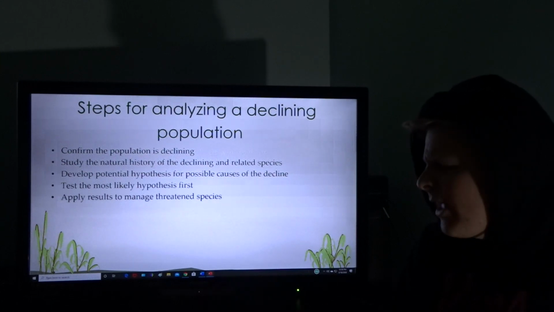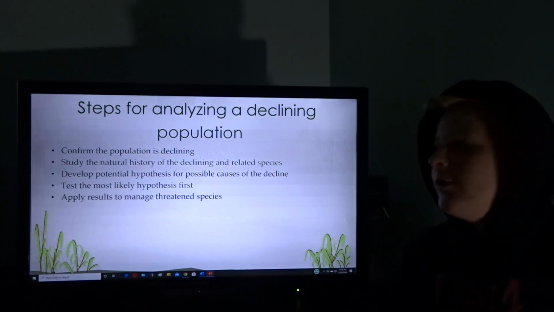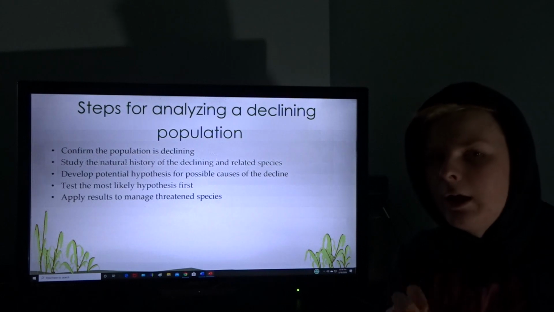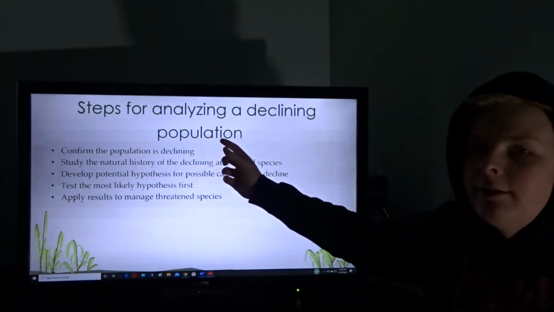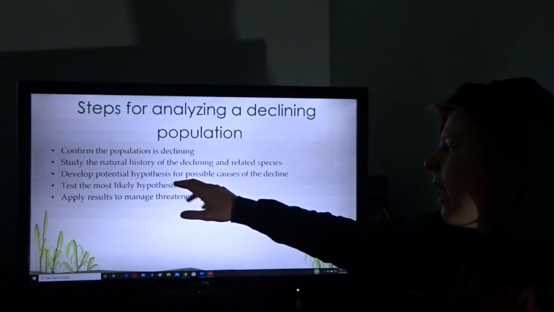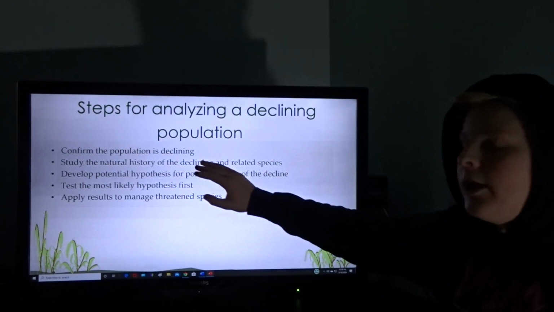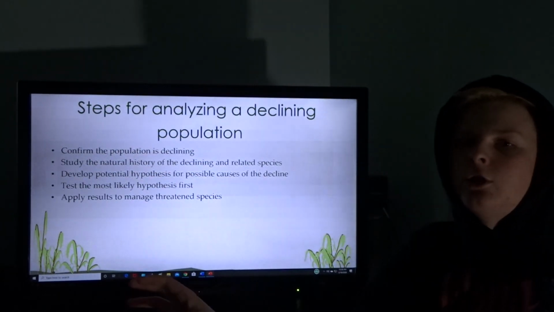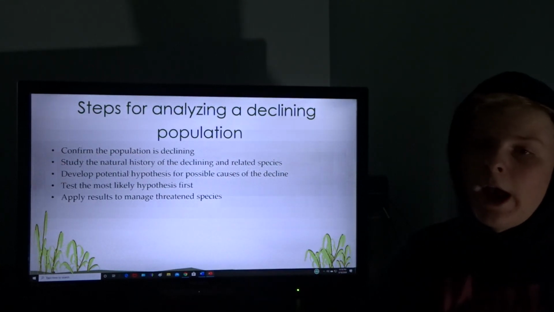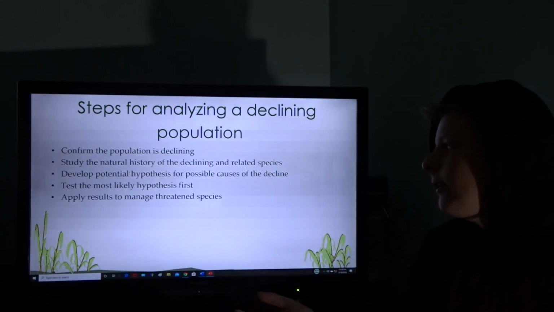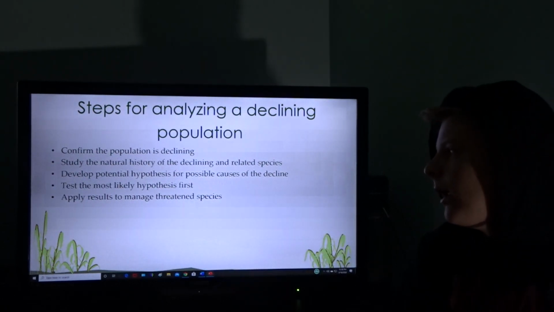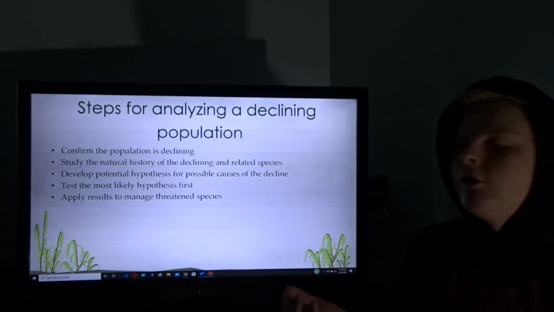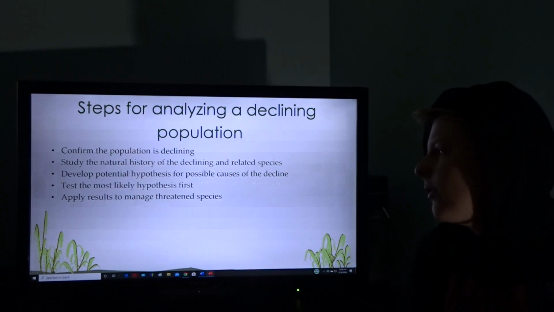Declining population approach conservation biologists have a certain set of steps that they use to analyze one of these populations. First they confirm that the population is actually declining, and after that they study the history of this declining population and species that are related to it: potential predators, prey, maybe if humans are affecting them. Then they develop potential hypotheses that could be causing this decline. And after that they do their best to isolate these variables and test those hypotheses.